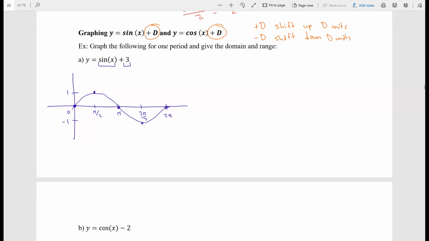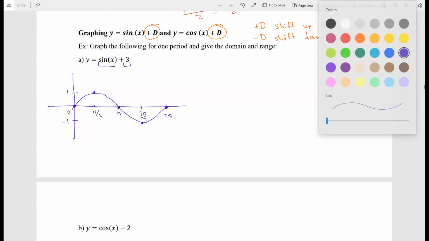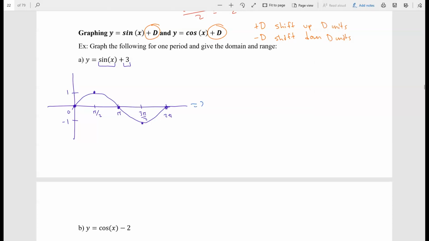And now what we're going to do is we're going to shift it up 3 units. So that means all of these points are going to be shifted up 3 units. Okay, so what is this going to look like now? So maybe I should make it like this. Oh God, it won't erase. Okay, perfect. Okay, so maybe I should do it like this.